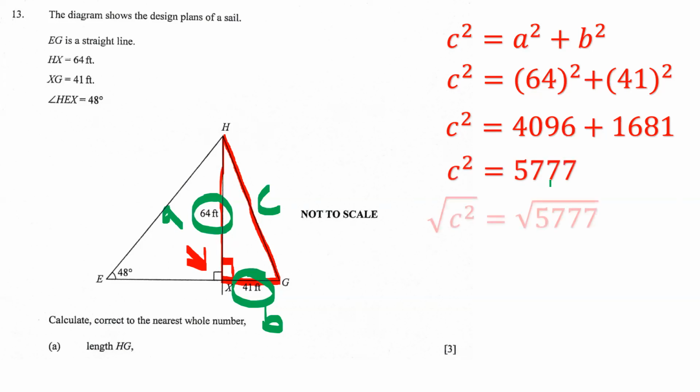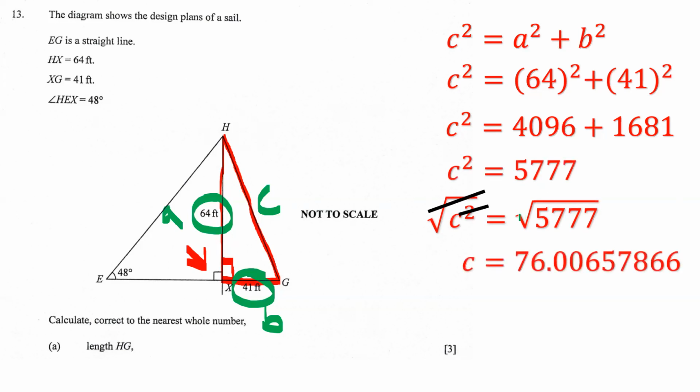And so we take the square root of both sides and we cancel the square root with the square. That leaves us with C is equal to the square root of 5,777, which is 76.00657866. But they want it to the nearest whole number.